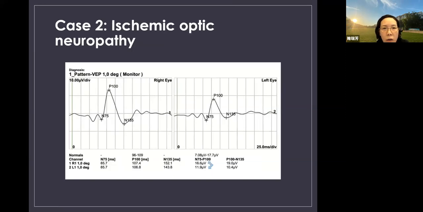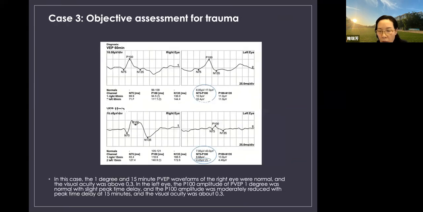Compared to the demyelinating disorder, ischemic optic neuropathy always has a normal peak time, but the amplitude is abnormal. So for this patient, the left eye has ischemic optic neuropathy. But for some severe or long-lasting ischemic optic neuropathy, we can also have both the amplitude and peak time abnormal.